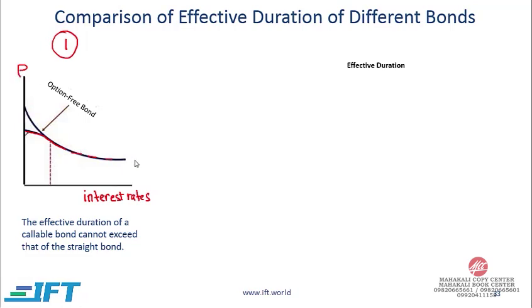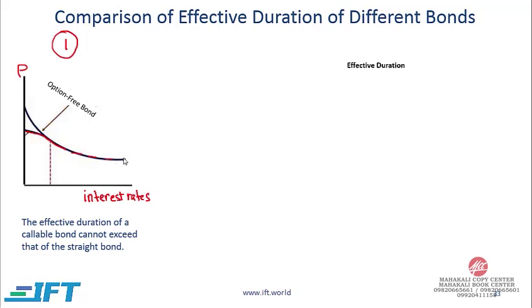The blue curve, which is the option-free bond or straight bond, is fairly straightforward. As interest rates go down, the value of the straight bond goes up, and we can think of effective duration as the slope of this curve at any point in time. At very high interest rates, the slope is low, which means that the effective duration is low. At relatively low interest rates, the slope is higher. So we can say that for an option-free bond, the effective duration is higher at lower rates.